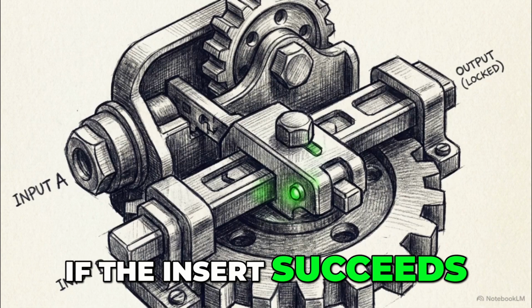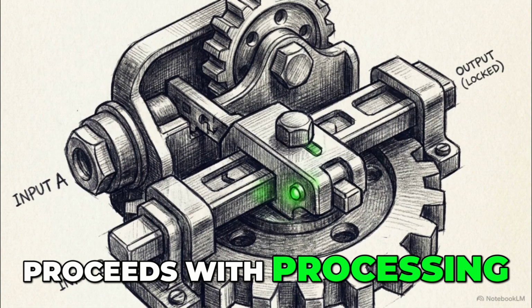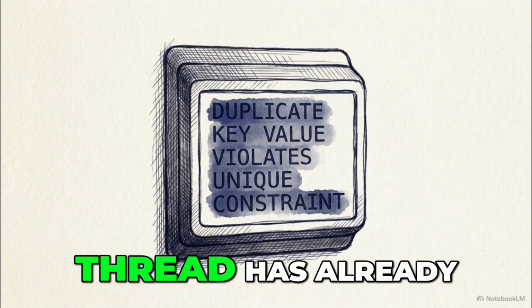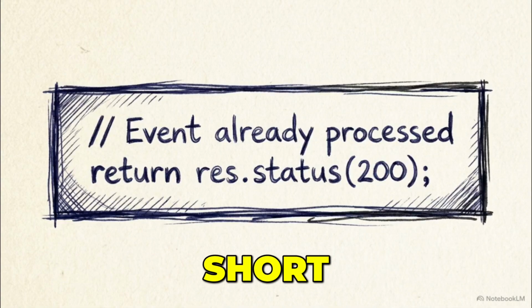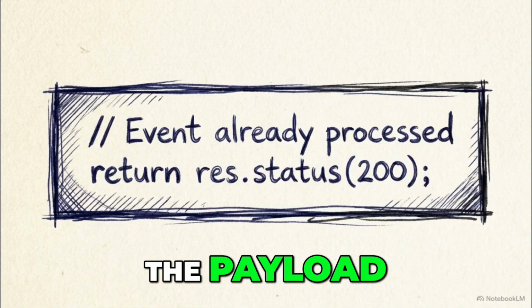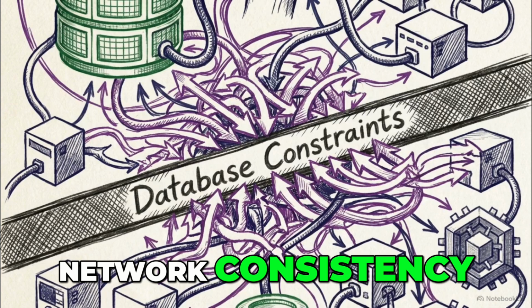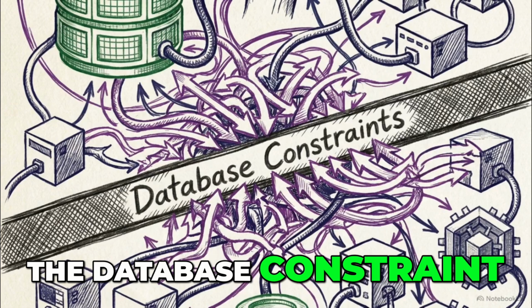If the insert succeeds, the specific handler officially owns the event and proceeds with processing. If the insert fails, it acts as mathematical proof that a parallel thread has already processed that specific event. The handler instantly short-circuits and safely ignores the payload. System integrity cannot rely on trusting external network consistency. It is forced by assuming total failure and enforcing strict rules at the database constraint level.